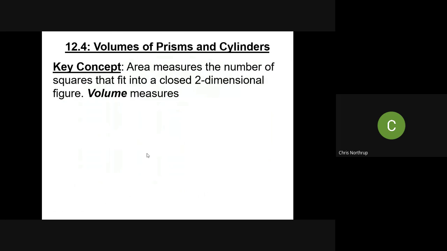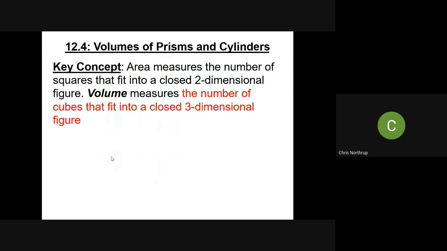While area measures the number of squares that can fit into a closed two-dimensional figure, volume is going to measure the number of cubes that fit into a closed three-dimensional figure. So we're going to come up with a bunch of different formulas for different solids. We've got all kinds of prisms and cones and pyramids, and our goal is to figure out what are some pretty concise formulas that are going to get us that volume there.